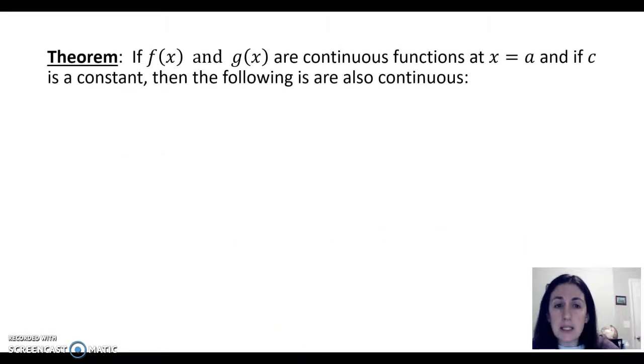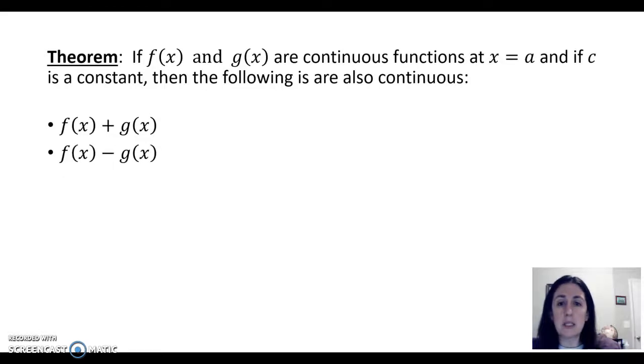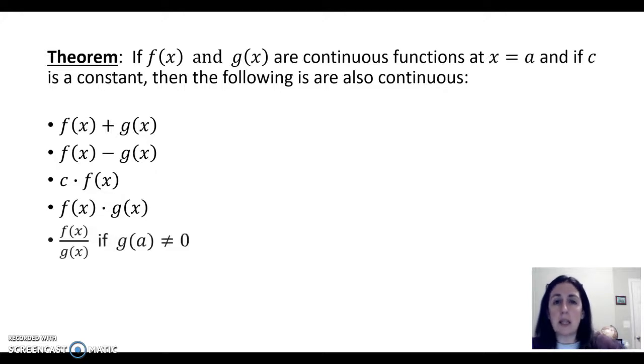Now, if f of x is continuous and g of x is continuous at a and c is a constant, then the following hold true. If these two functions are continuous, when you add them together, they're going to be continuous. When you subtract them, they're going to be continuous. If you just take a continuous function and multiply it by a coefficient, it will also be continuous. If you multiply two continuous functions, you get another continuous function. And if you divide two continuous functions, you get a continuous function, so long, again, as that denominator isn't equal to 0.